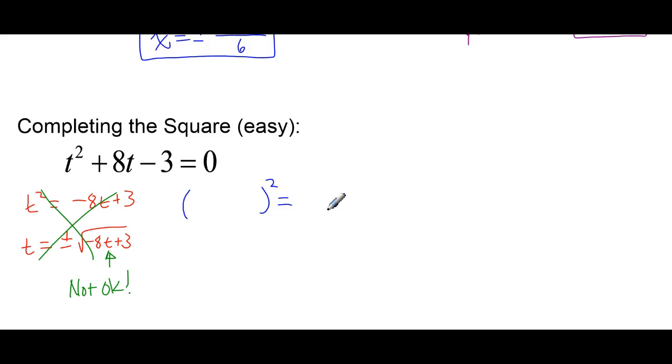Here's how we're going to get there. Here's what it's going to take to get to that type of setup. First, move any number parts, anything without variables, over to the other side. And then you're going to put some magic number here. You're going to add something to both sides of the equation. You're going to go plus something on both sides.